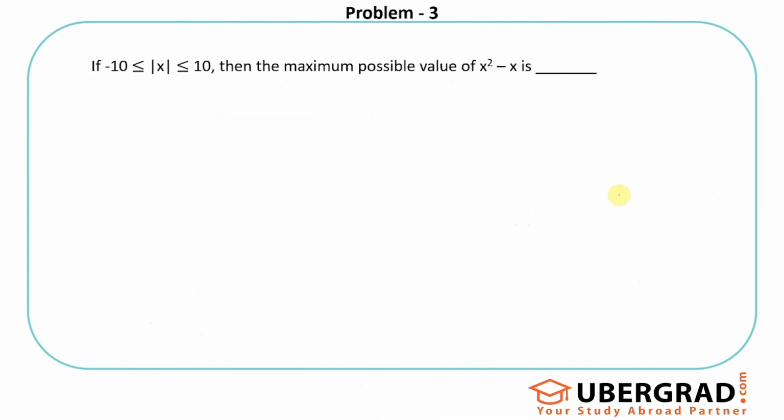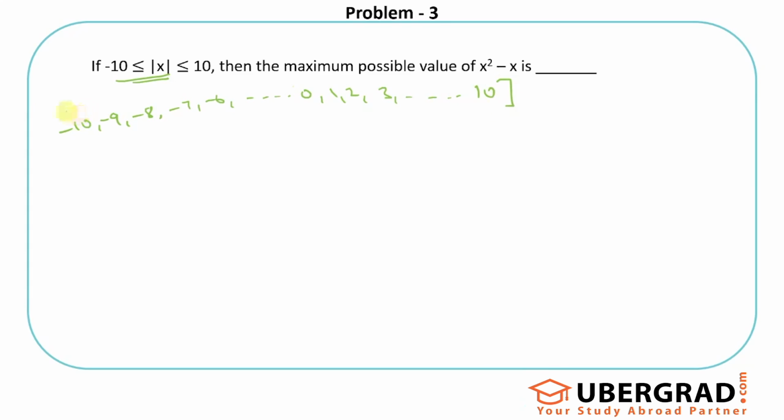Right, so the last one, how do we do this? Try this. This is on the fundamental testing of what you understand from modulus. If minus 10 is less than or equals to mod x is less than or equals to 10, then the maximum possible value of x square minus x is. So first thing, what are the possible values for x to satisfy this inequality? x can be minus 10, minus 9, minus 8. It can be even decimals between it, but the smallest I can take is minus 10. Minus 8, minus 7, minus 6, 0, 1, 2, 3, so up to 10.